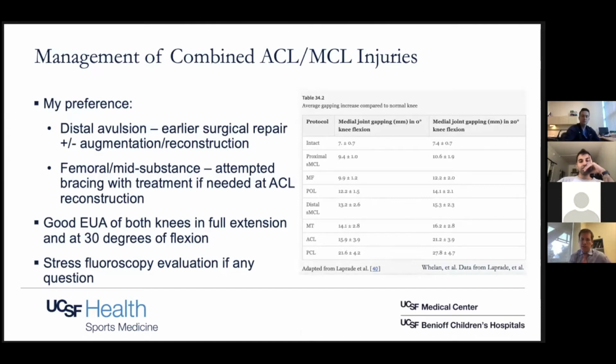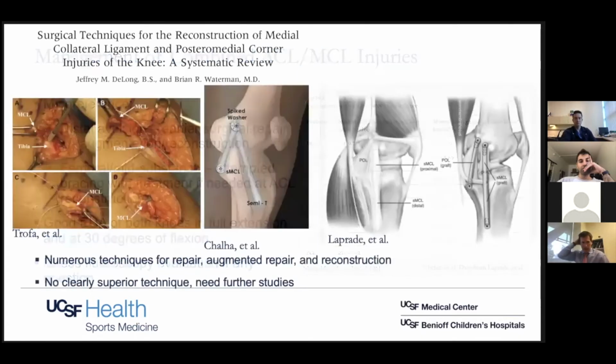I think sometimes it can be like, okay, I might feel a little different than the other side, and you would stress the joint. And then you can know how much the joint will gap with these various structures. But really, if you're comparing side to side and there's a notable difference, then you may need to reconstruct or repair that ligament.